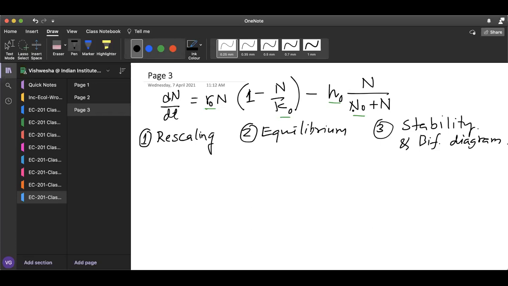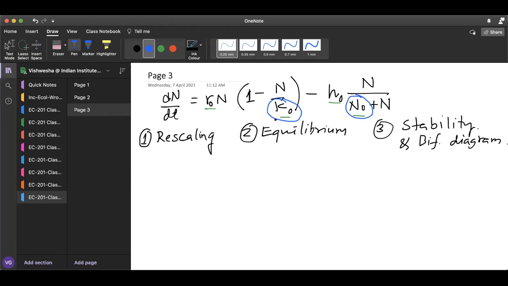No, because when you look at this, there is n0 plus n here. So basically, there are 2 parameters in this model that represent population sizes, K0 and N0. Is it possible to get rid of both of them? No. When you have 2 scales that are intrinsic to the system, you can measure the second one as a ratio of the other, but you still need one of them. So I can only get rid of one of them.